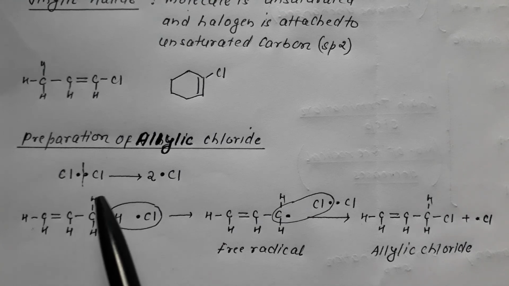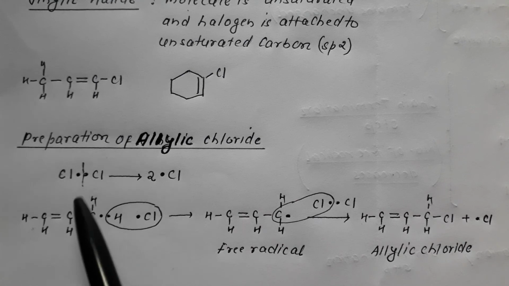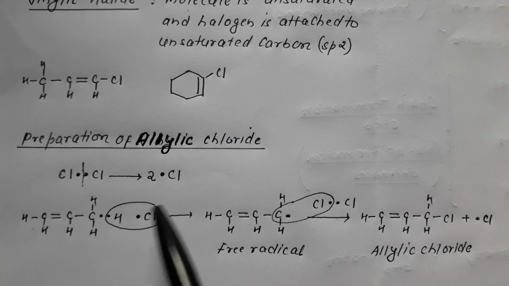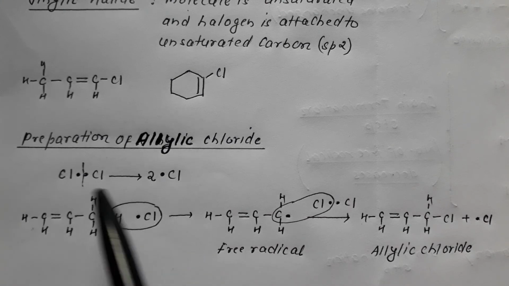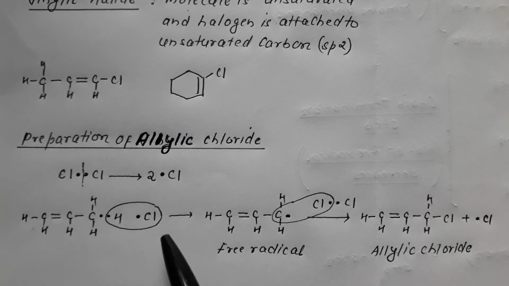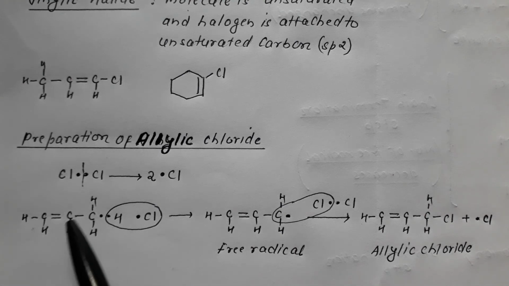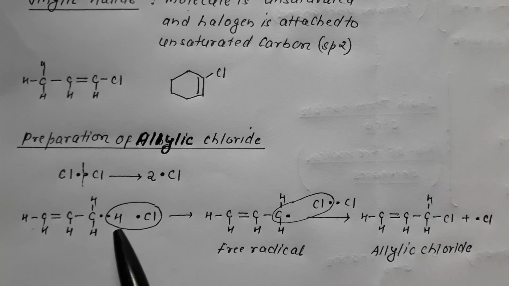See, a molecule of chlorine comes in contact with light, undergoes homolytic fission resulting in formation of chlorine free radical. Chlorine molecule converting into chlorine free radical. Now this chlorine free radical comes in contact with a molecule of propene, carbon 1, 2, 3 with a double bond. When it comes in contact with the propene, one of the hydrogens is taken away with a single electron, converting this species into a free radical.